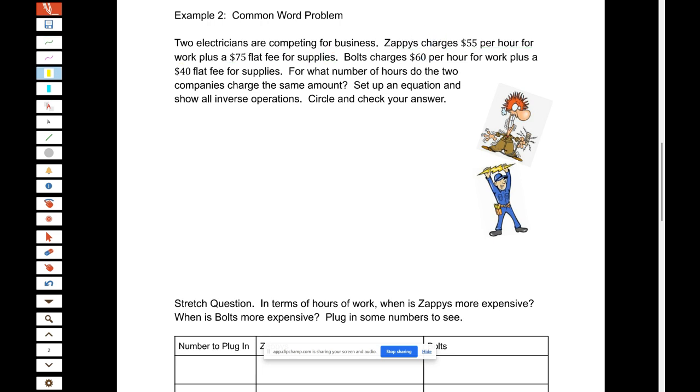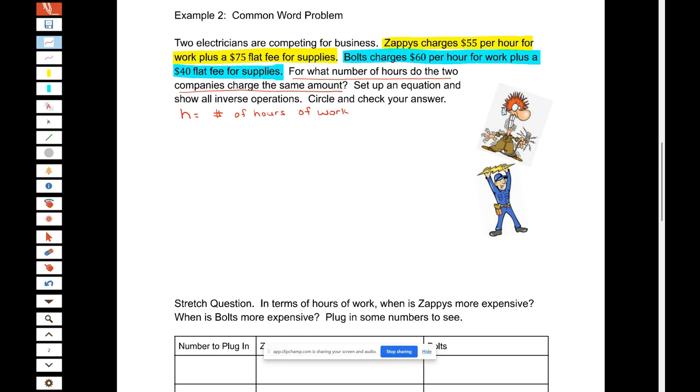So I think I'll highlight that. Then we have this other company called Bolts, which charges $60 per hour plus $40 for supplies. And the question says, for what number of hours do the two companies charge the same amount? What number of hours? That's what we're asked to find. And I'm going to use H to equal the number of hours that the job takes.